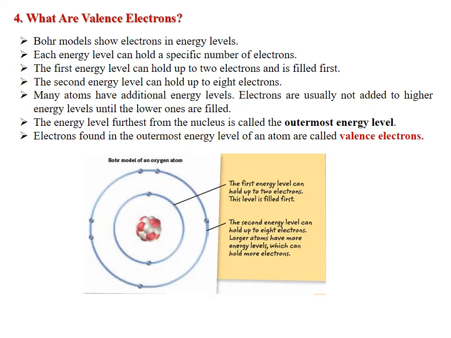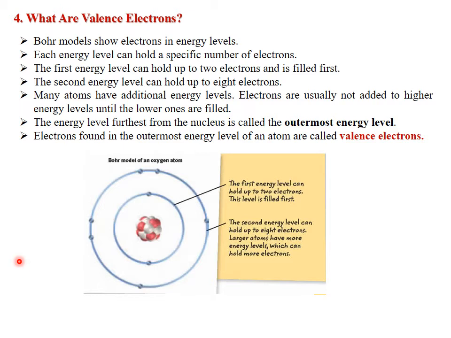Now let's move to the valence electrons. What are valence electrons? We have seen before that Bohr models show electrons in energy levels. Each energy level can hold a specific number of electrons. The first energy level can hold up to 2 electrons and is filled first. The second energy level can hold up to 8 electrons.